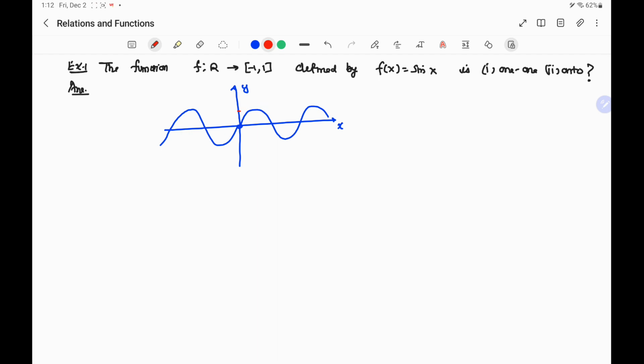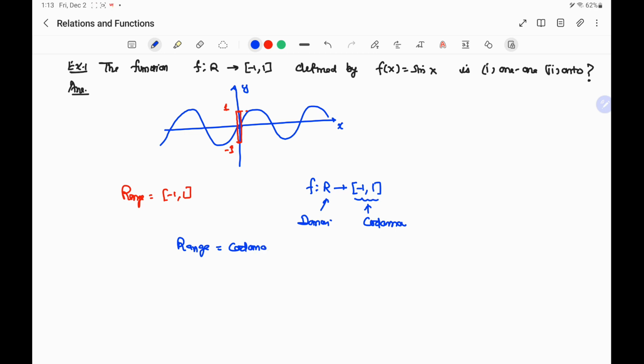We know that sine has a maximum value of 1 and a minimum value of -1. So its range is [-1, 1]. So the given function is f from R to [-1, 1]. This R is the domain and [-1, 1] is the codomain. Because range equals codomain, that is [-1, 1], this implies that the function is onto.